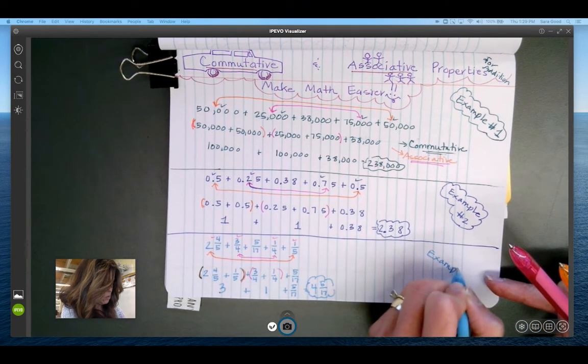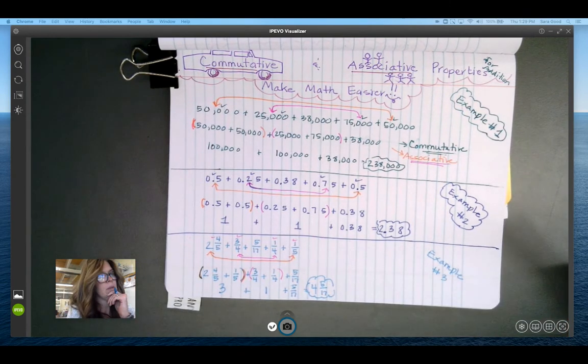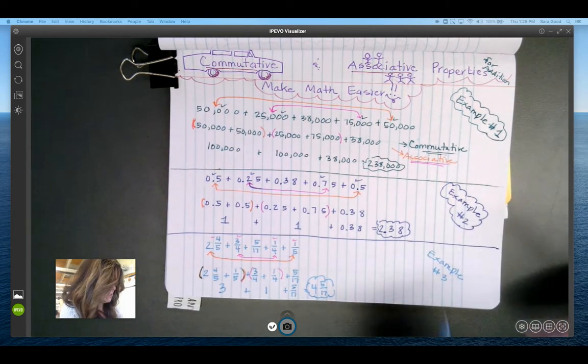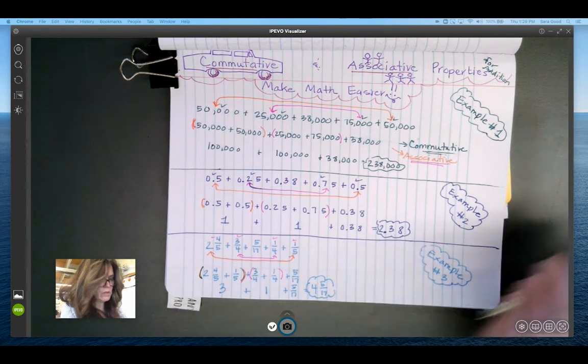All right, we are going to move on to our student activity book and use this knowledge in there. So finish up, grab that student activity book, and I'll see you there.